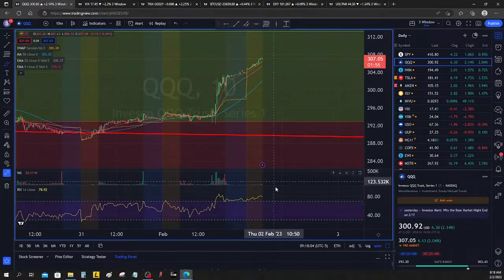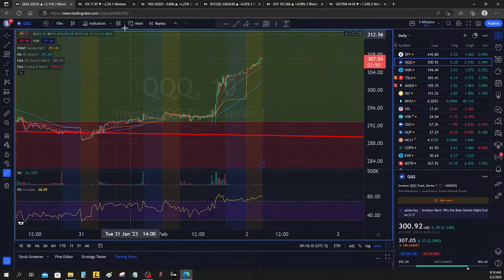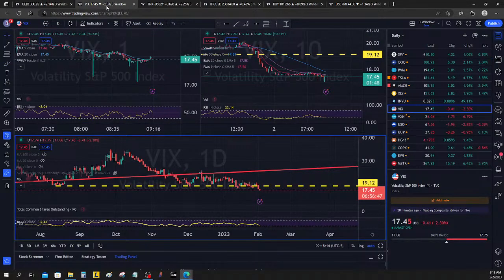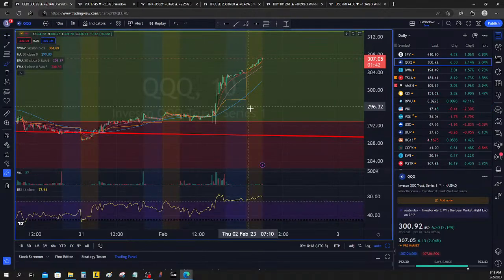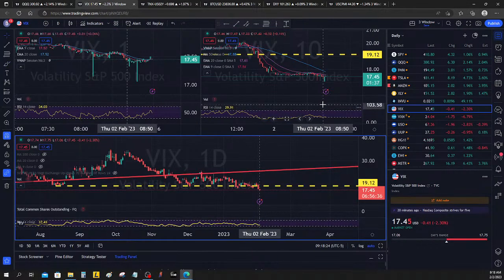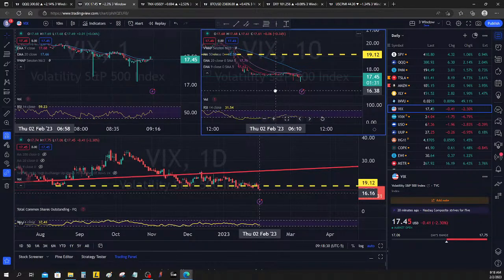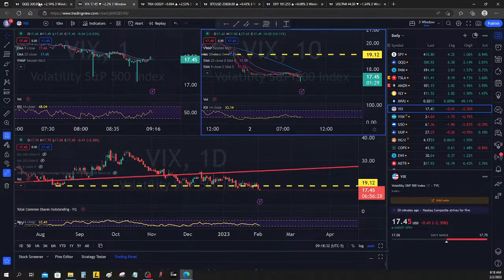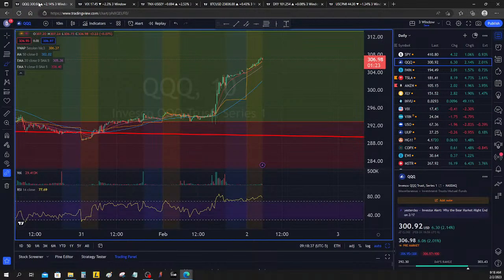match up, when the RSIs on the Qs inversely match up with the RSIs on the VIX, so when the Qs are coming out of oversold at the same time that the VIX is coming out of overbought, it's a good time to go bullish. That's what I'll be looking for today. I think I will probably be able to get it after the open, somewhere between half an hour to an hour after the open.